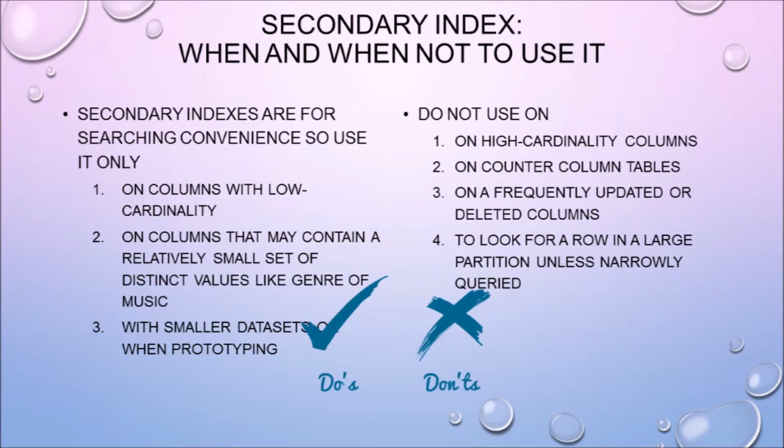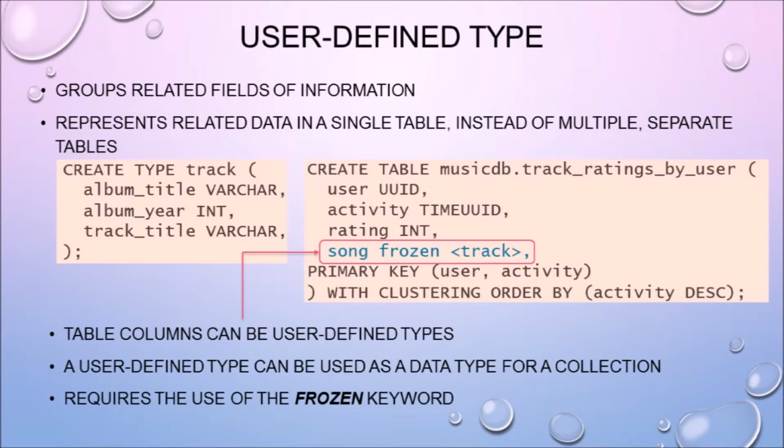And obviously, if your columns have very high cardinality, don't use it. And never use a secondary index on counter columns, because a counter column is supposed to be like one counter value per cluster. It just doesn't really go well. I guess that's it. I pretty much covered everything.